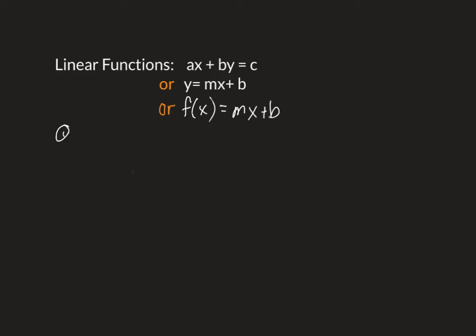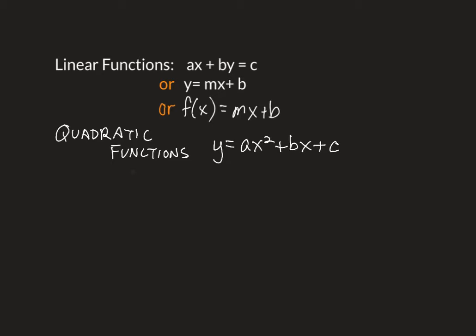Okay, we have also studied quadratic functions. And the quadratic functions have looked like this. Either y equals ax squared plus bx plus c, of course, where a does not equal 0, or it could look like the function of x equals ax squared plus bx plus c, where still a cannot equal 0 because then you don't have a quadratic function, you don't have any squared term.